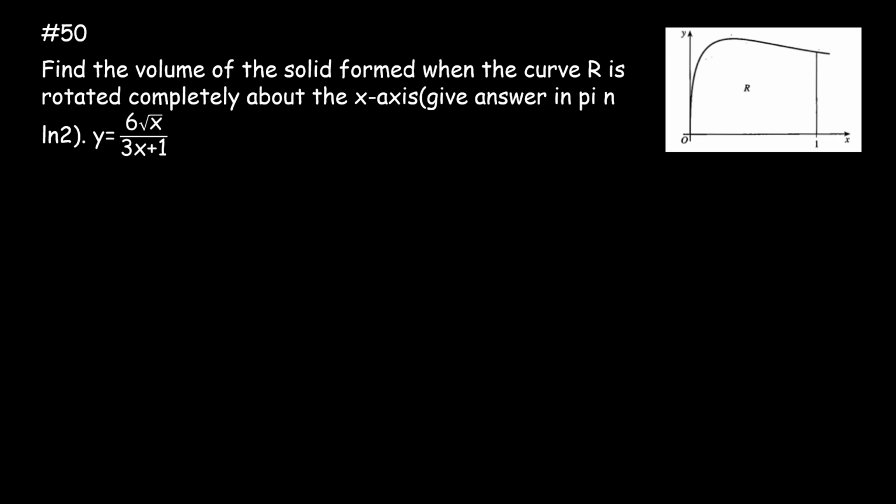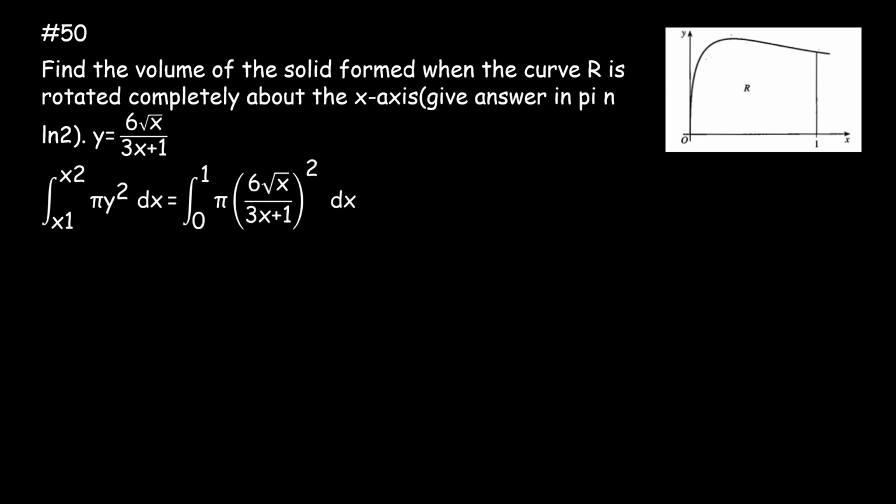Question 50. Find the volume of the solid formed when the curve R is rotated completely about the x-axis. Give your answer in pi and the natural log of 2. The curve has been given with the equation y equal to 6 square root x over 3x plus 1, and we are integrating from 0 to 1.